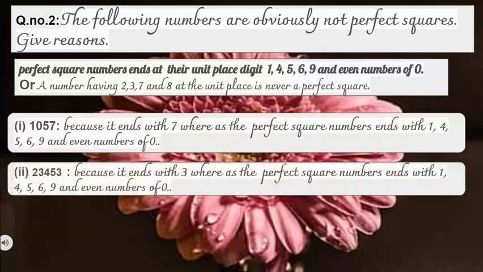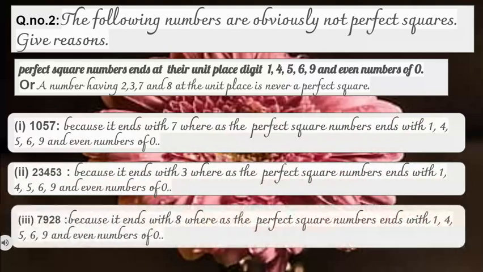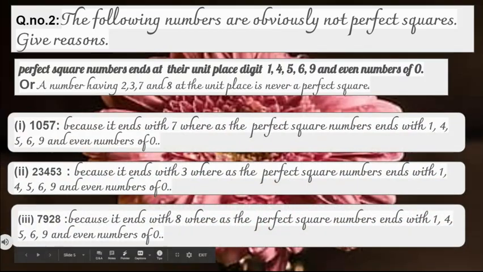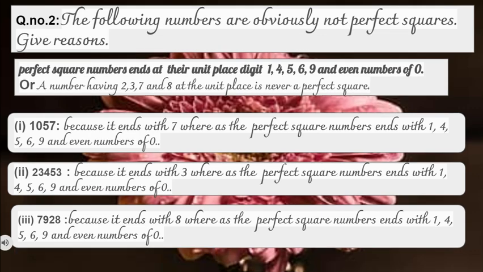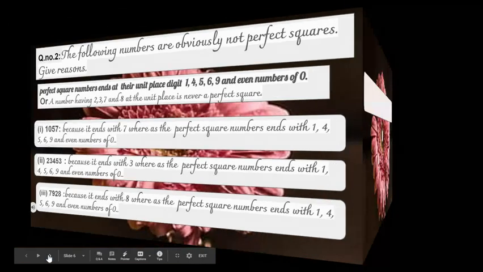Now the same way, the third one, 7928. Here also the number is ending with an 8. So this is not a perfect square because the perfect square numbers end with 1, 4, 5, 6, 9 and even numbers of 0.